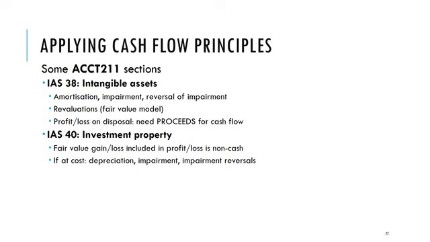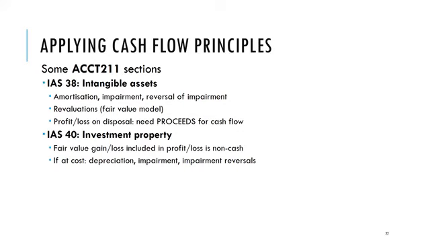Amortization, impairment, reversal of impairment. Why are we mentioning these here? They're going to impact us. Same with PPE, where we have non-cash items, we are reversing them when we are doing the indirect method for operating activities of the statement of cash flows.